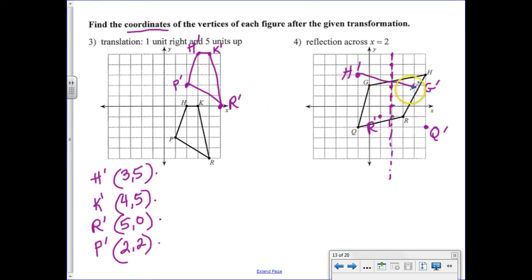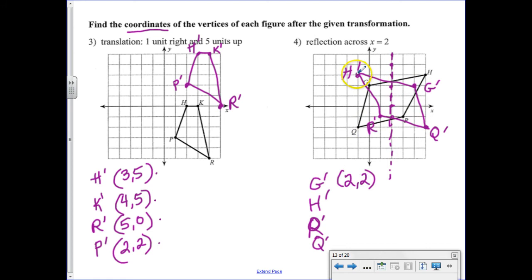Now, sadly, it's hard for me to draw this on this little slate that I'm using to draw, but it should look something like this. And basically now I'm after what are the coordinates of this new figure. G, H, let's see, I'll do R next, R, and then Q. Okay, my new G has coordinates 2, comma 2.